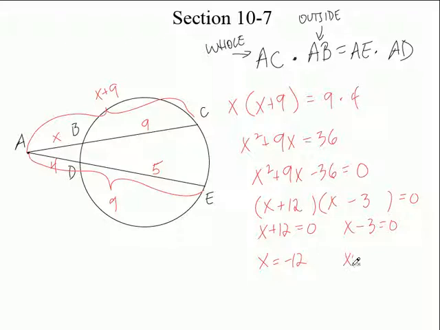Watch, x equals 12, x equals 3. How in the world can you, or negative 12, how can you get two different answers? You got to check them. But look, this is a length of a segment. Is there any way a length of a segment is going to be negative anything? No, it's not. So we get rid of this one. Which one do we keep? That one right there.